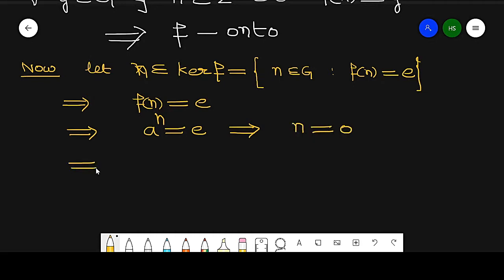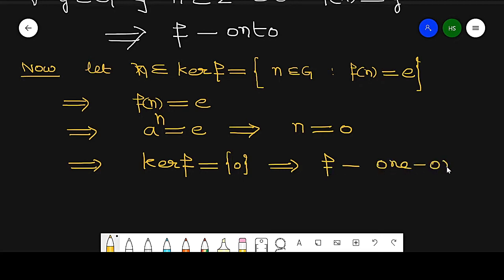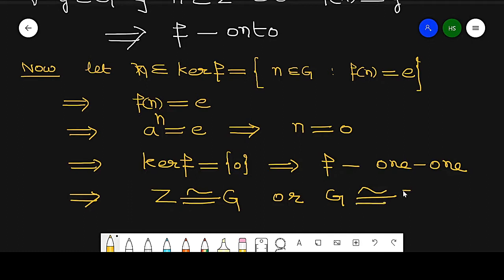So it implies the kernel of f consists only of the 0 element. If the kernel is only 0, then f is a one-one mapping. So f from Z to G, which is a homomorphism, is one-one as well as onto. So it implies Z is isomorphic to G. So we can say that G is isomorphic to Z, when it is of infinite order.